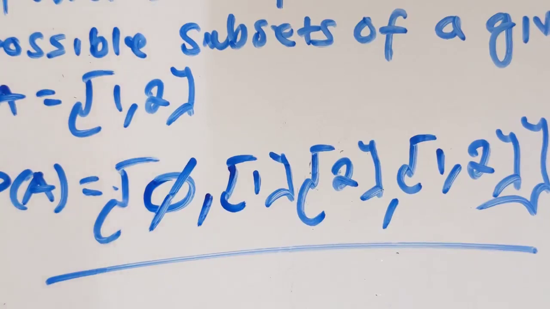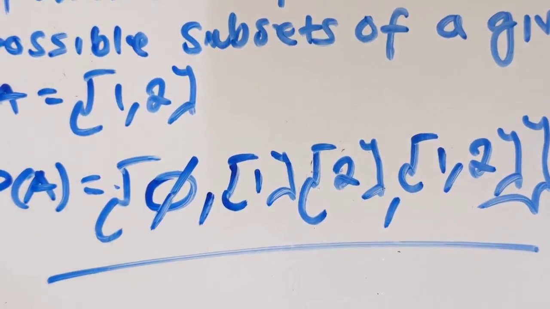But you were not taught to write an example, but I wanted you to understand what a power set is. So a power set is a set of all possible subsets of a given set, meaning that the power set of A is written as this one. I hope you understand what a power set is.